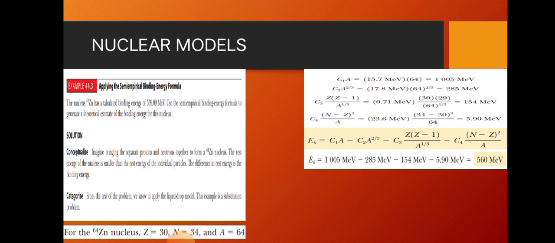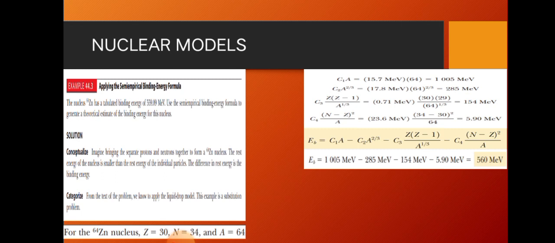Imagine bringing the separate protons and neutrons together to form a 64 zinc nucleus. The rest energy of the nucleus is smaller than the rest energy of the individual particles. The difference in the rest energy is the binding energy. Then we categorize. From the text of the problem, we know how to apply the liquid drop model. This example is a substitution problem.